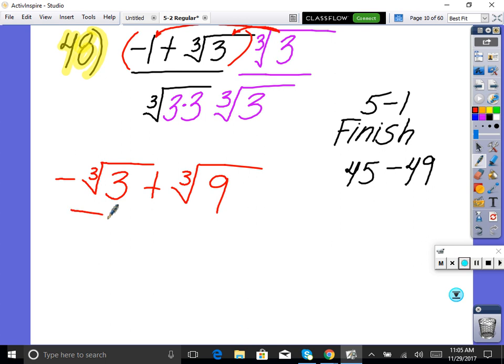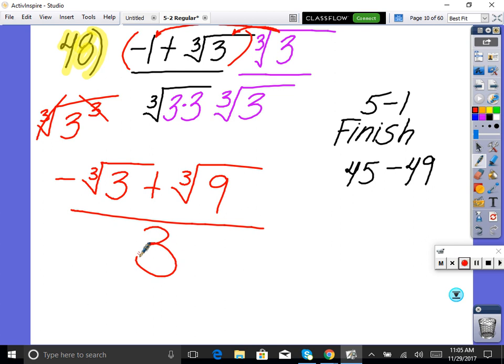And then on bottom now we have the cube root of 3 times 3 times 3, which would be 3 cubed. Root cancels out with power, so on bottom we have a 3. We cannot add these because look, the base isn't the same. So we're done. We can't divide anything that's under a radical with what's not.